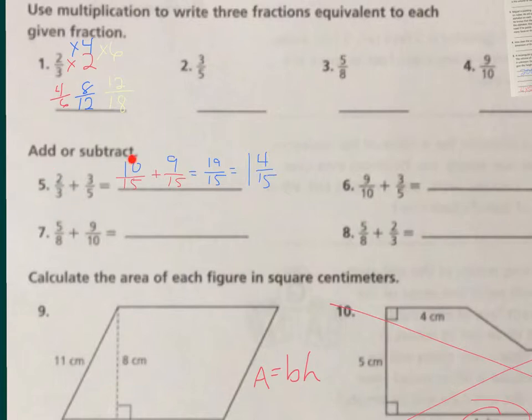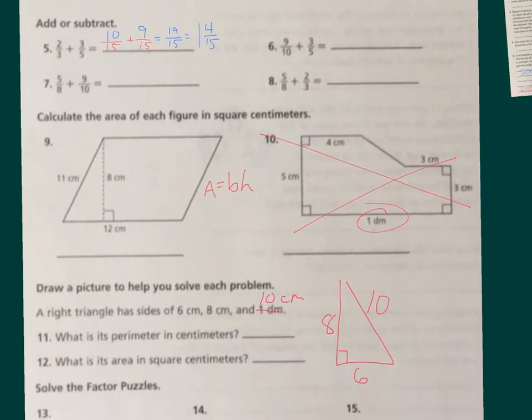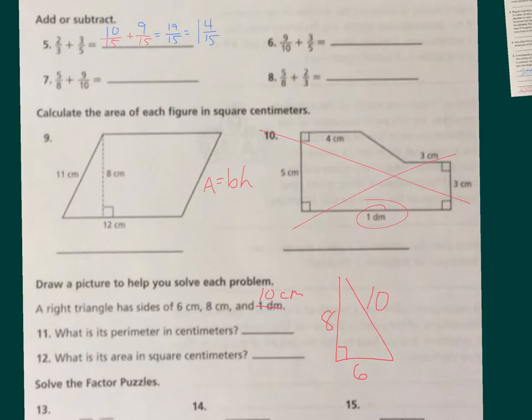In the case of number 5, we picked 15. So 2/3 became 10/15, multiplying by 5. 3/5 became 9/15, multiplying by 3. We added them up, 19/15, simplified it to 1 and 4/15. Number 9, we're finding the area. The area of this parallelogram is base times height. So base times height will give you the area of that flat parallelogram.